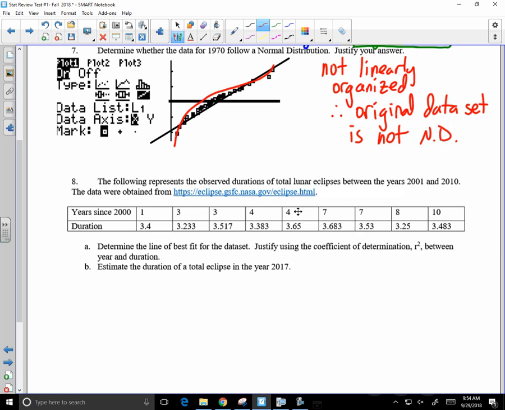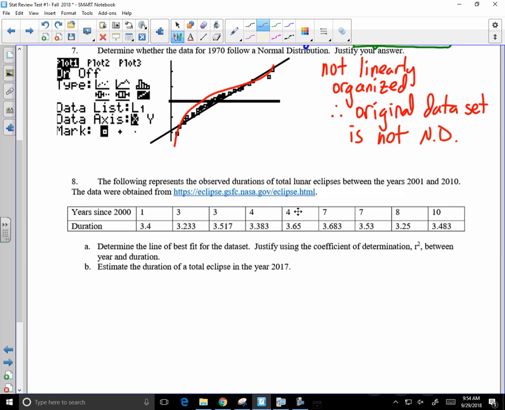Some of us will make it harder than it needs to be because you'll forget that you can do this, and you'll go through the empirical rule and it'll take longer than you need it to. So we definitely don't have to go through that on the test. You do have to justify your answer. So the justification would be to say that the normal probability plot is not linearly organized. Therefore, the original data set is not a normal distribution.